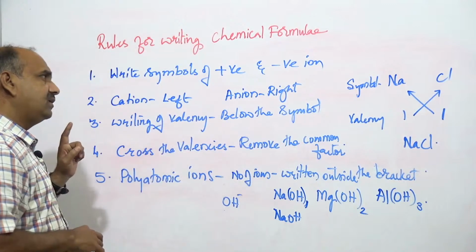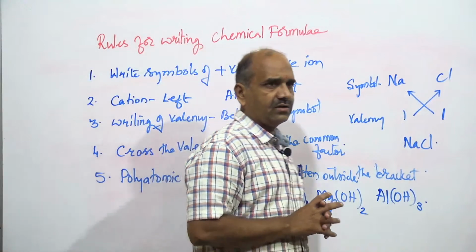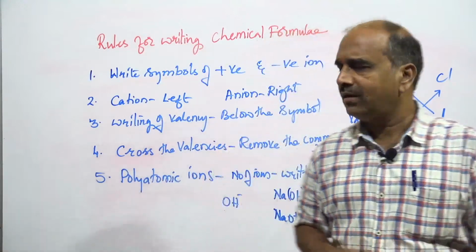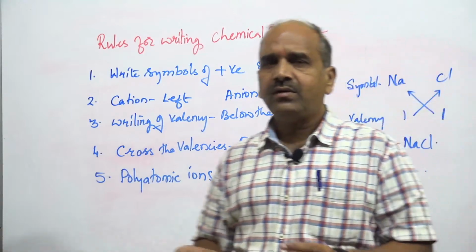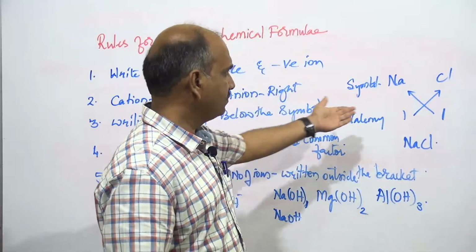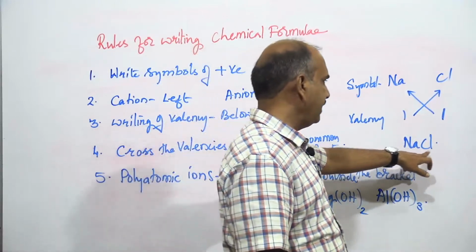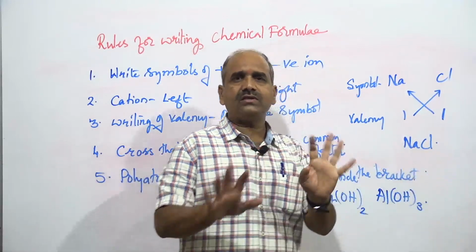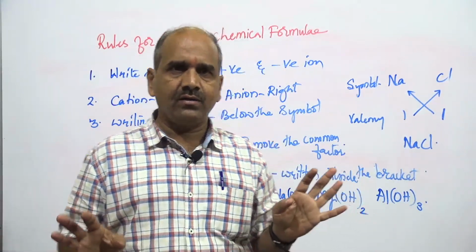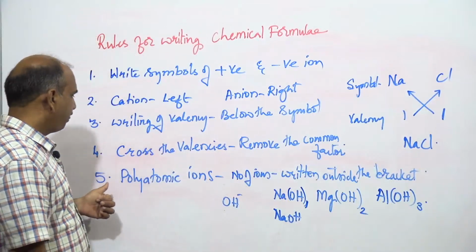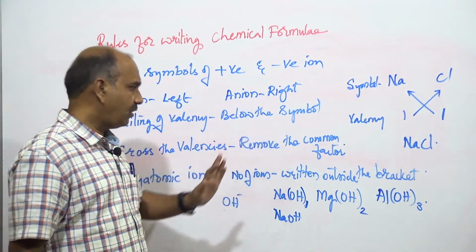Once the valency is written, you have to see the matching there. The crossing of the valencies is to be done, and if at all any common factor is there, that has to be removed. The minimum number. Now here it was 1 and 1, so that is removed. So you are not writing here Na1Cl1. No. Just as it is you write. Even if it is 2 and 2 also we don't write. So once you cross the valencies, then you remove the common factor.